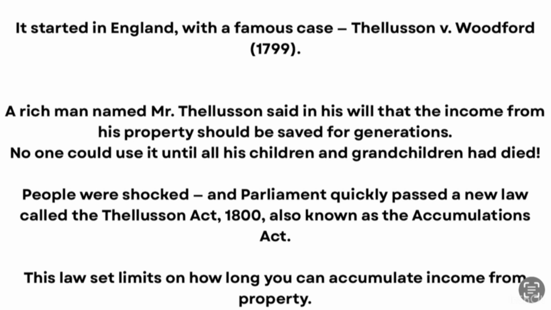In this case, the facts are that Thellusson said in his will that the income from his property should be saved for a generation. No one could use it until all his children and grandchildren had died. He wanted to accumulate income for 200 years. Parliament quickly passed a new law called the Thellusson Act, also known as the Accumulation Act, and set a certain period of time to accumulate income from the property.